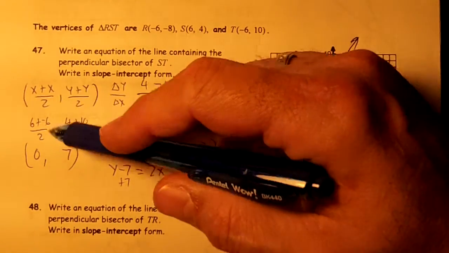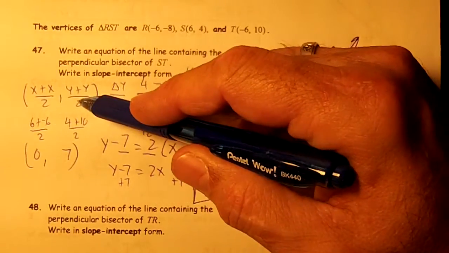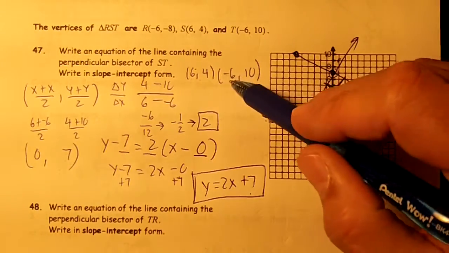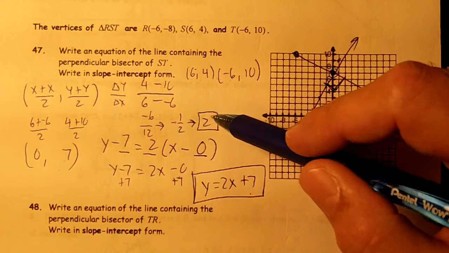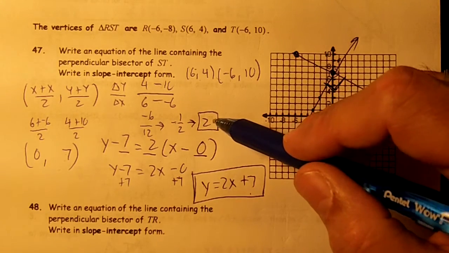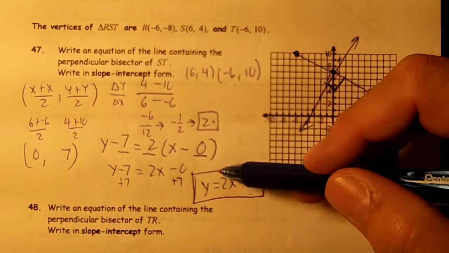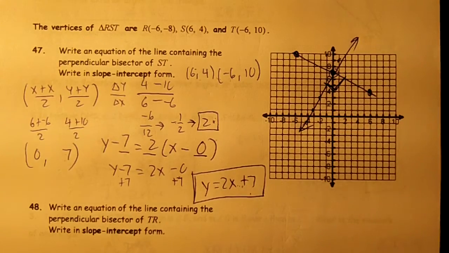So you got to find the midpoint: (x plus x) over 2, (y plus y) over 2. Get your midpoint. Find the slope of this line. Flip it and get the negative reciprocal for the perpendicular. Use point-slope, and then get the slope-intercept form. That is fun.